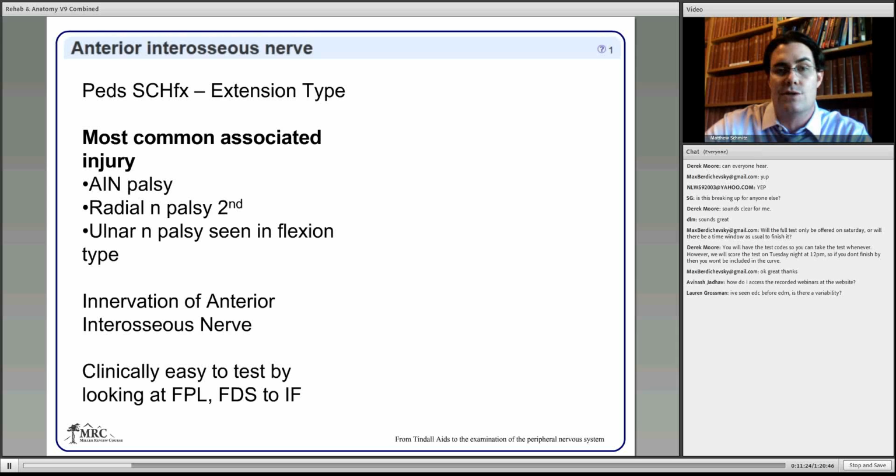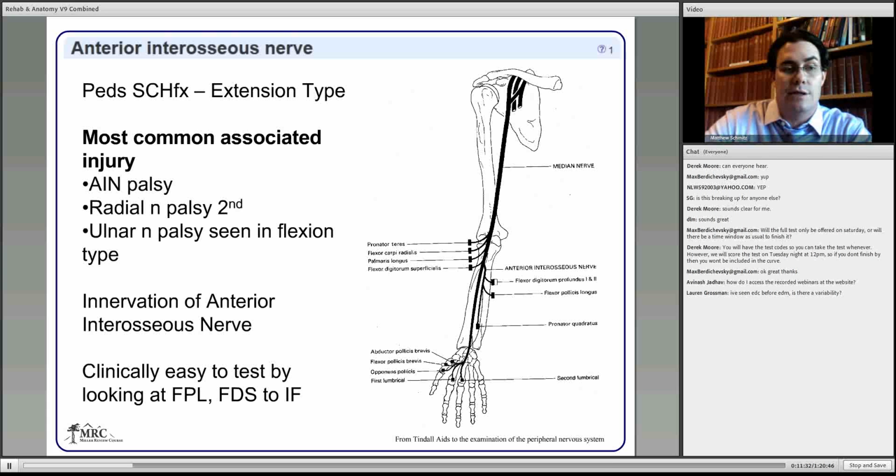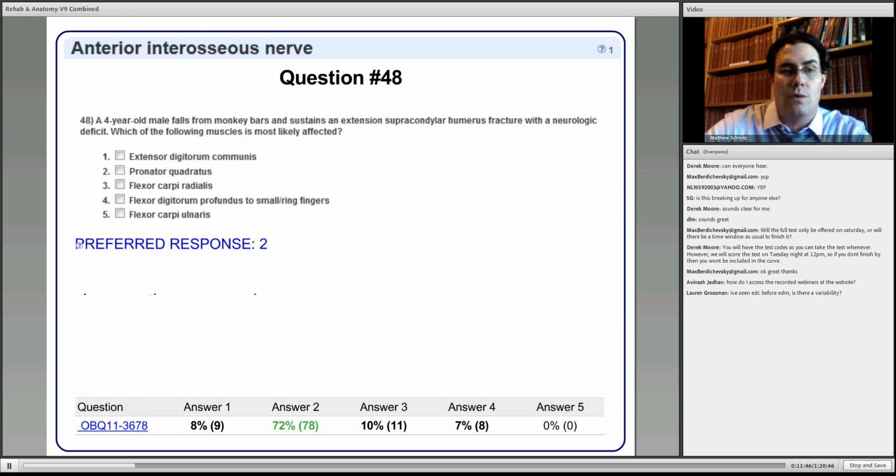Okay, so we've determined that this is an extension type. The most common nerve injured is the AIN. So now we need to know, what is the innervation of the anterior interosseous nerve? Clinically, we look at FPL and FDS to the index finger, right? But you've got to remember some of the other structures that the anterior interosseous innervates. Specifically, the last one that's listed on this diagram is the pronator quadratus, which is what they were looking for in this test question. So I think it's important to be able to recognize AIN is the nerve that's injured, and then be able to go through that catalog in your mind of which muscles AIN innervates.